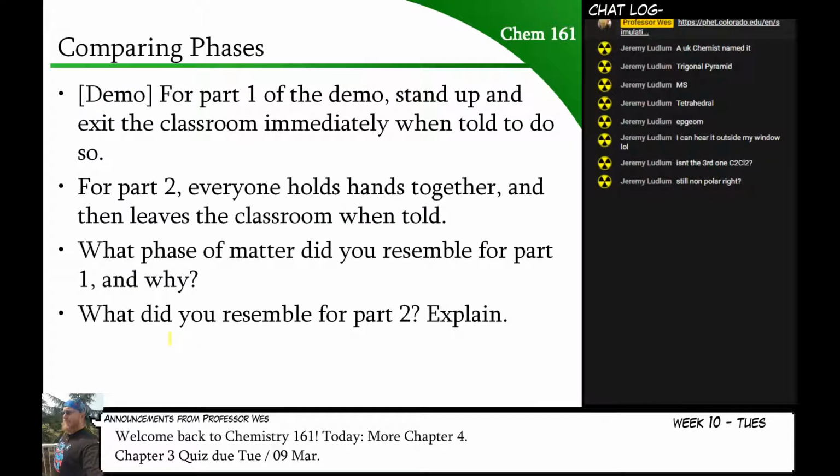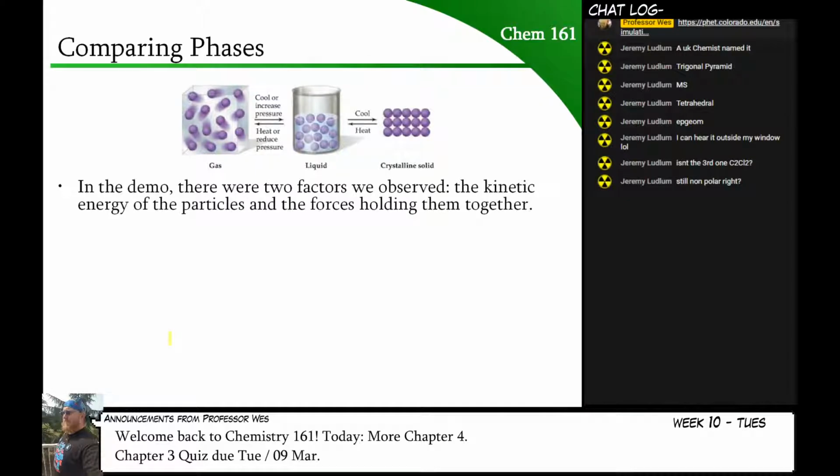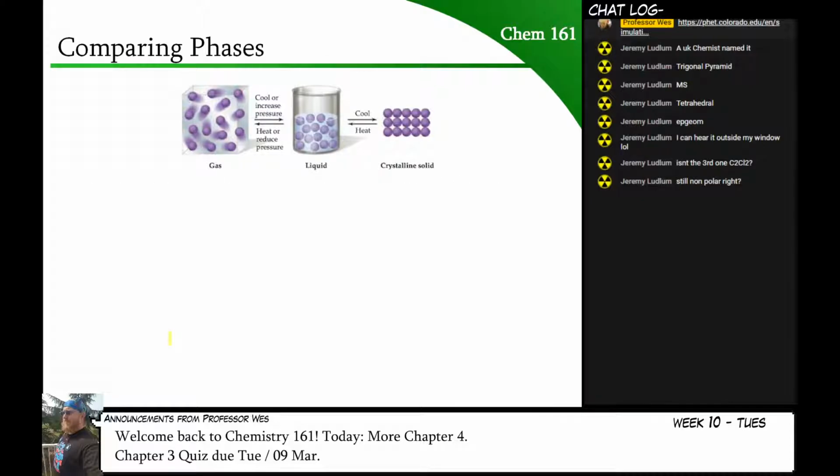We're not going to do this demo because you're not in a classroom. I forgot about that. So that was my intermolecular forces demo. I'll talk about the demo.